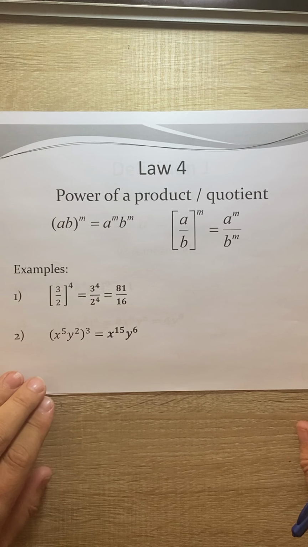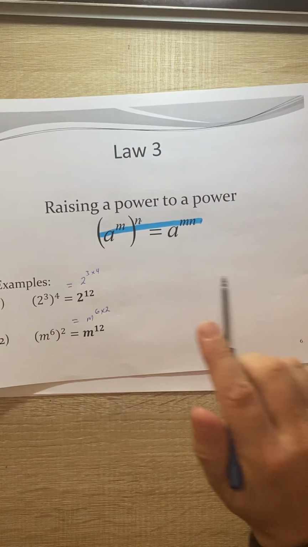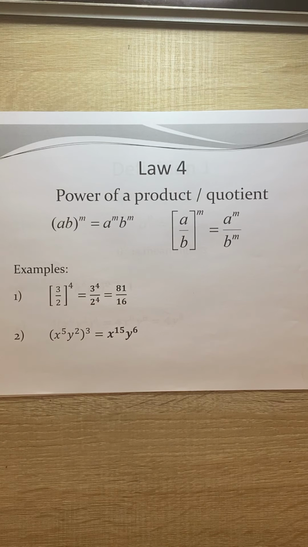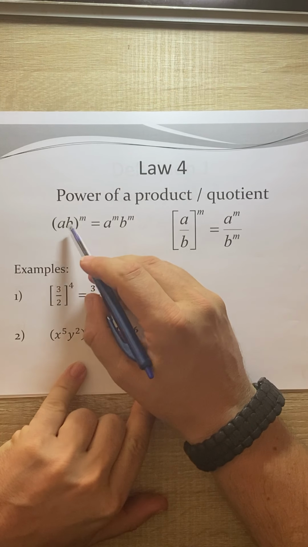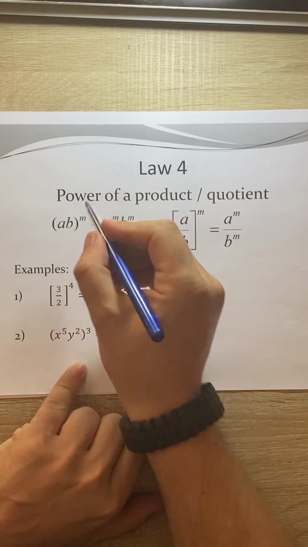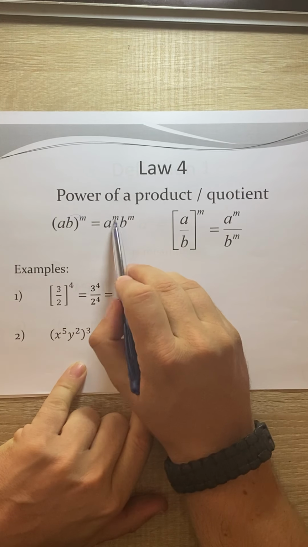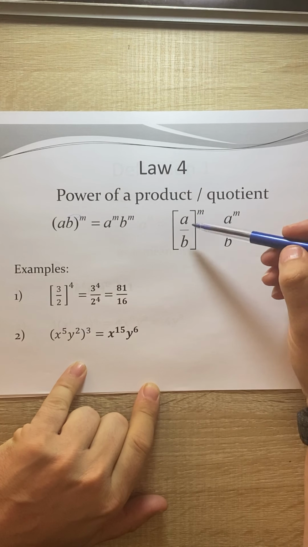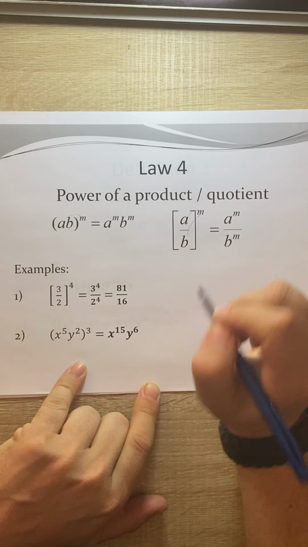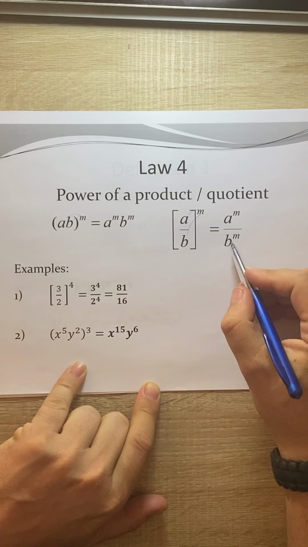This was also from grade 8. So essentially what it is, it's basically just an extension of this law here. Okay, so what we've got here is we've got now 2 variables inside the bracket raised to a power. All we do is we just distribute that power into both of them. Okay, so it'll be a to the m, b to the m. Likewise, if you've got a fraction, okay, we just distribute that m into both of them, and it just becomes a to the m over b to the m.